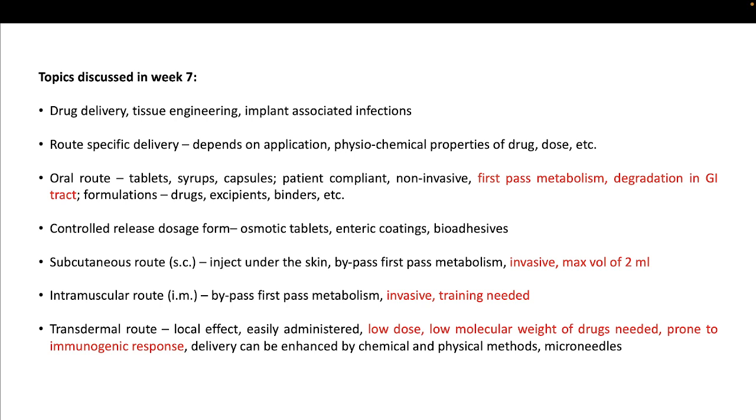And also this area is very prone to immunogenic response. For example, even if an insect or a mosquito bites you, you can immediately feel the immune reaction happening there. The area gets red and it gets swollen. So it's very difficult to administer drugs through the transdermal route because of this reason. But we can enhance the delivery using certain chemical and physical methods that we'll also discuss in detail.